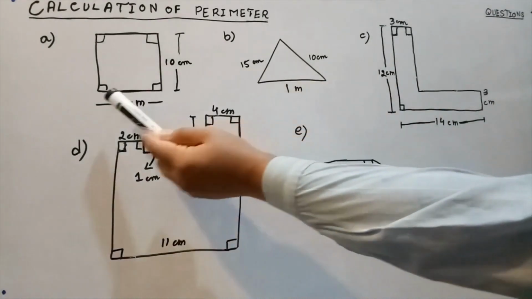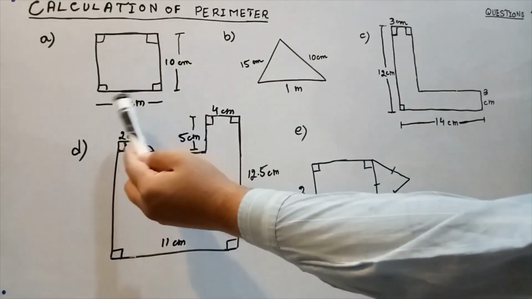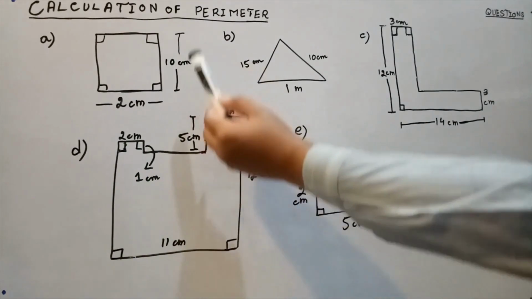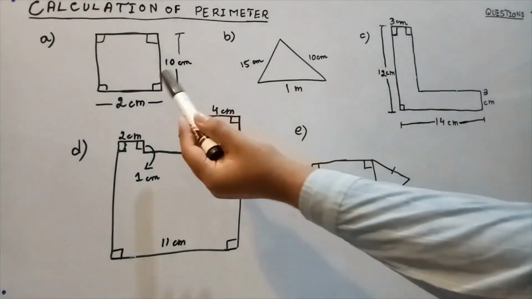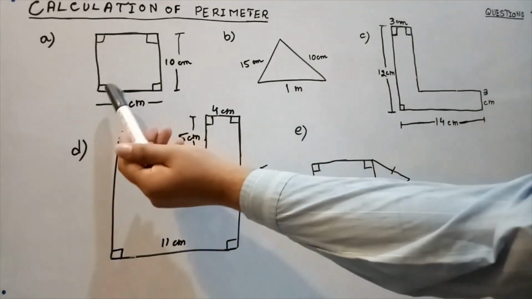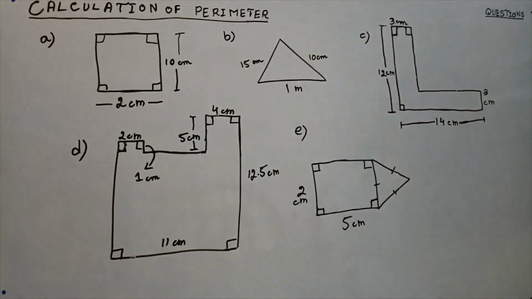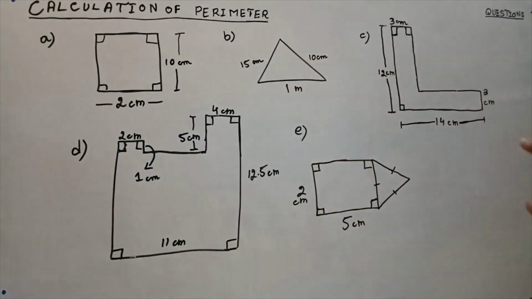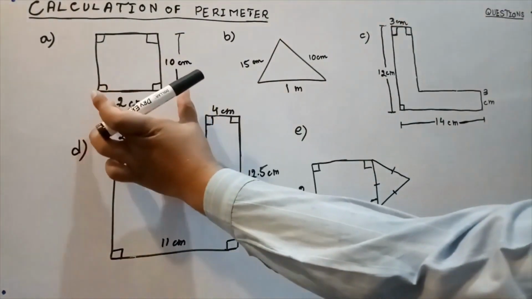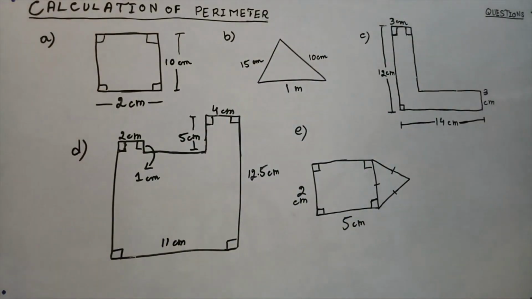In part A, this side is 2 centimeters and this side is 10 centimeters, and you can see here this is an angle of 90 degrees. Here and here also we have 90 degrees. So actually it is a rectangle, and we know that in a rectangle opposite sides are parallel and equal.